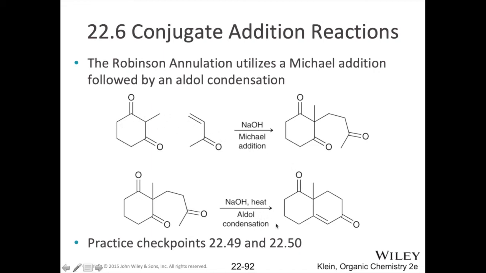So we have the Michael addition in that first step where we connect these two. The aldol condensation is further helped by the fact that we make this 6-membered ring over here. And again, we also have this locked into place s-trans conjugated pi system as well. So this is a particularly stable product.